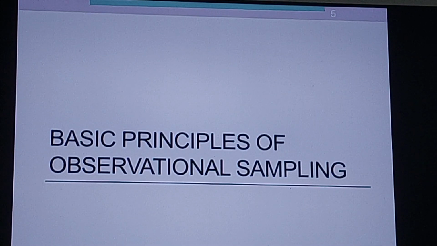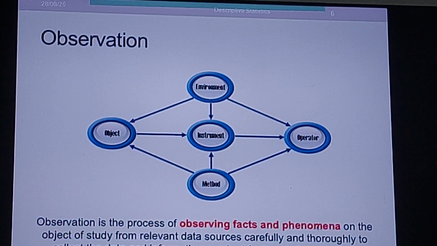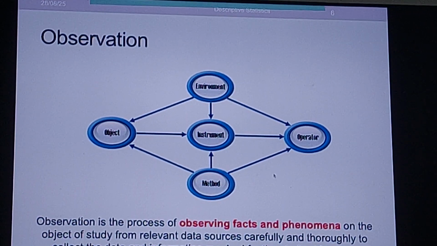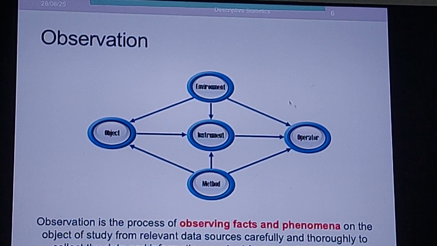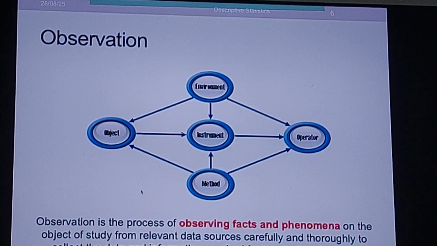For the basic principle, observation is the process of observing facts and phenomena on the object of study from relevant data sources carefully and thoroughly to collect the data and information required for the study objective. Here, there are some elements included in observation, such as object, environment, instrument, operator, and also method. Operator or researcher is similar.